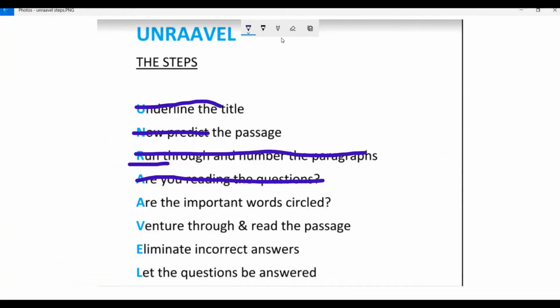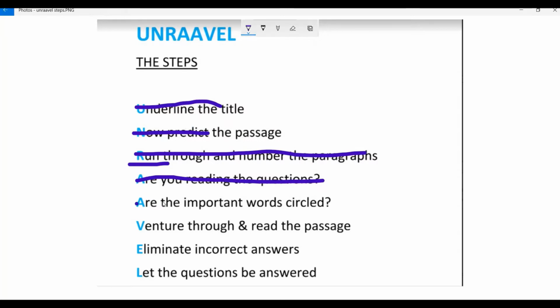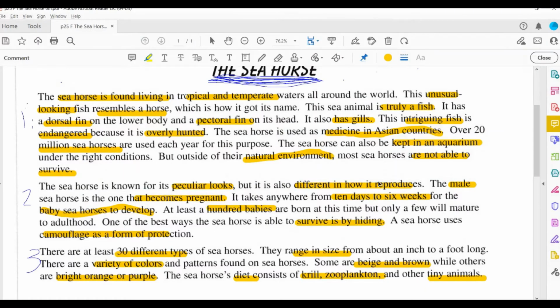So now let's go back to our unravel steps and let's cross out, are the important words circled? Yep, we highlighted them. Now we get to read. Venture through and read. I like to think of it like Dora the Explorer taking an adventure, and you're going to go ahead and read the passage. So now you take the time and read through the passage. If you can read through it 2 to 3 times, that's even better. So go ahead and take about 5 minutes to do that now.